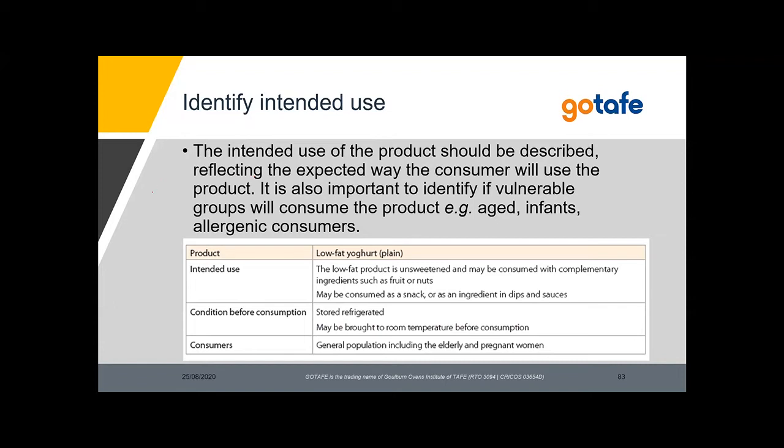So here again, here's an example. The example intended use: this low-fat yogurt, a low-fat product, is unsweetened, may be consumed with complementary ingredients such as fruit and nuts, and may be consumed as a snack and as an ingredient in dips and sauces. So obviously this is a ready-to-eat product. There won't be any further heat treatment before consumption. Condition before consumption: stored refrigerated, may be brought to room temperature before consumption. And who are the consumers? The general population, including elderly and pregnant people.